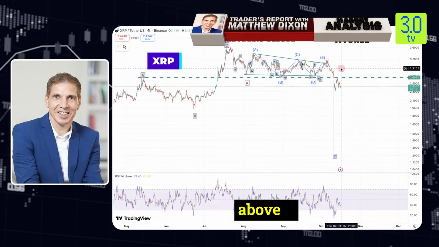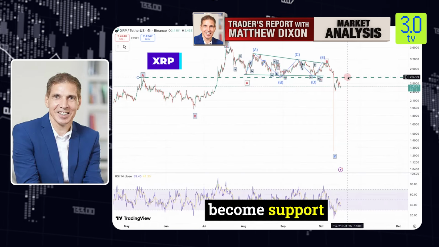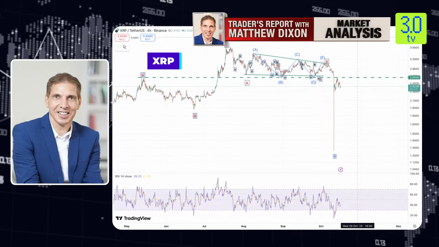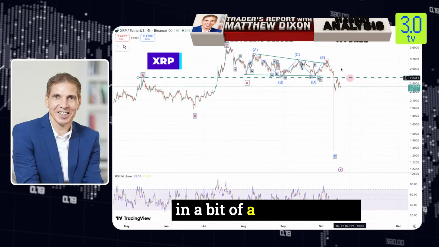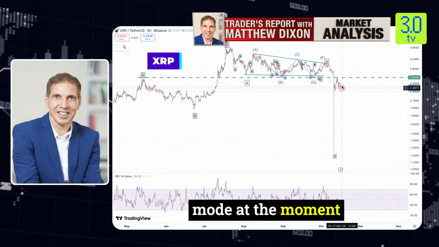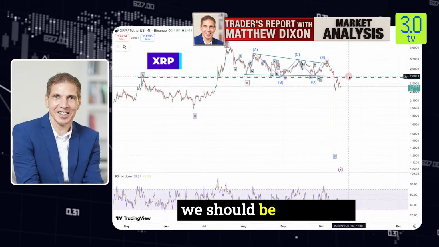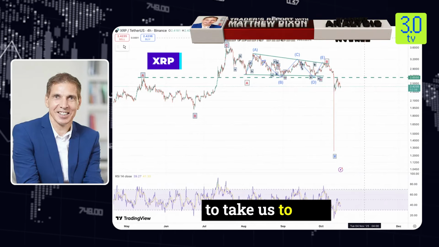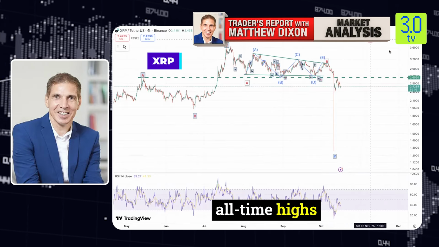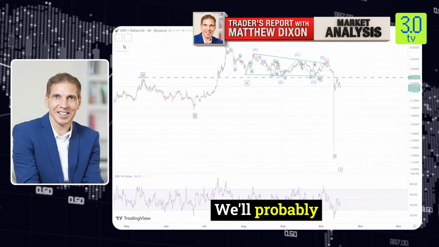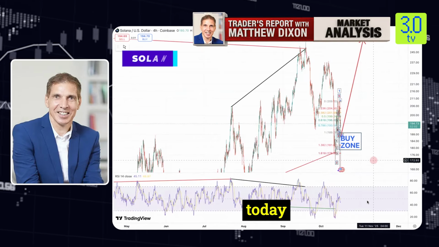Once we do break above it, it should then become support, and then we should push rapidly to the upside. So whilst we're in a bit of a consolidation mode at the moment, once we break above that, we should be impulsive to the upside to take us to new all-time highs for XRP. We'll probably finish on Solana today.